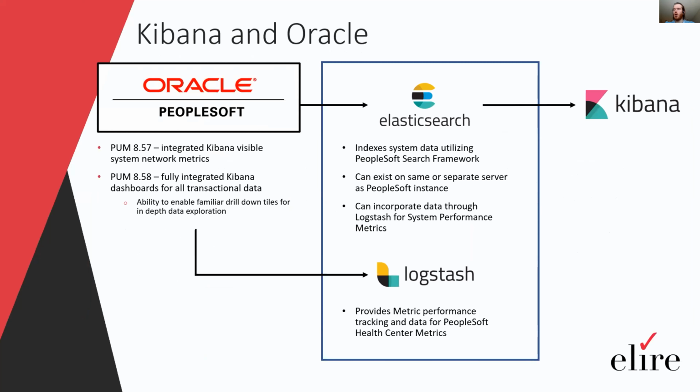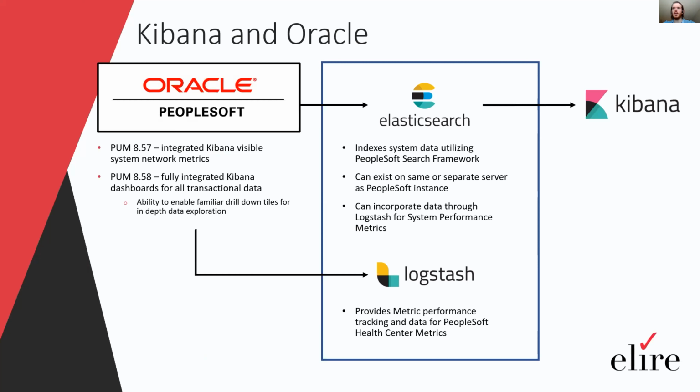To really talk about all the pieces and where they go and how they actually interact with PeopleSoft, it is integrated with PUM 857 and 858, where we start to see at least some Kibana system metrics being deployed in 857 with the full integration of our visualization capabilities within 858. Where those get linked up and where they come from and why they're so important is with the implementation of Elasticsearch as our search framework for PeopleSoft.